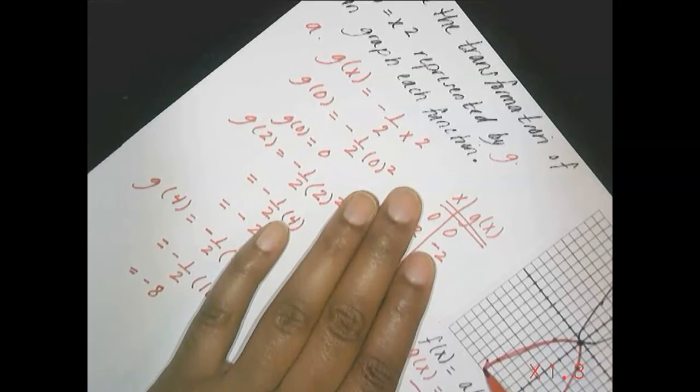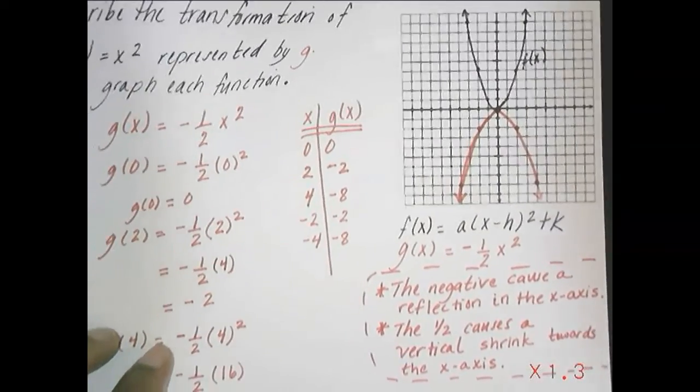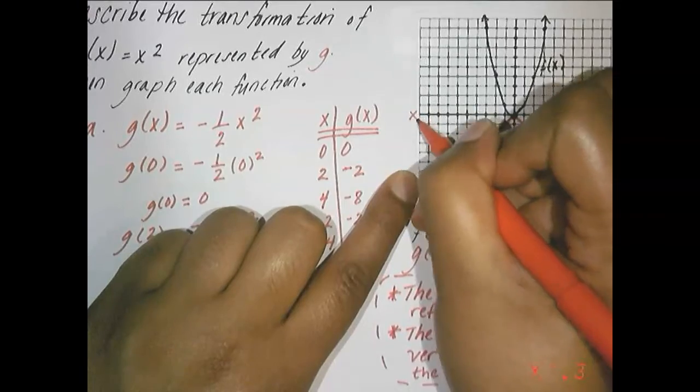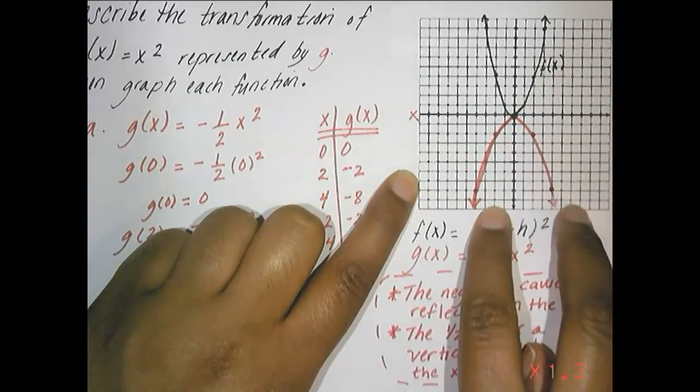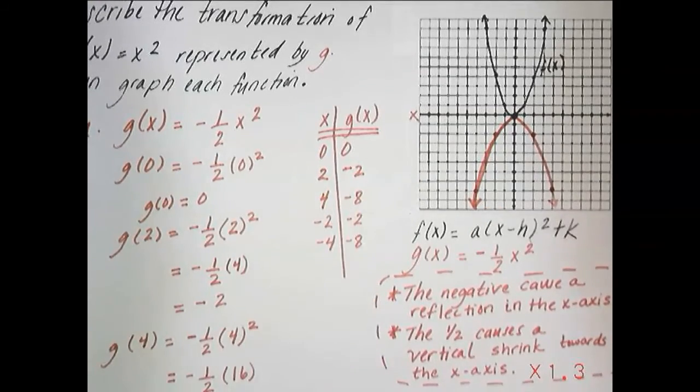All right. And so what happens is, you see here, let me put it where you can see it. That graph reflected across the x-axis, because this is my x-axis right here. So it reflected across the x-axis and it got wider. Okay. Very good. So that is what happens with a vertical shrink as well as a reflection in the x-axis. Okay. So that is example A.